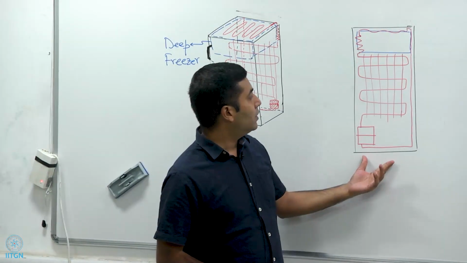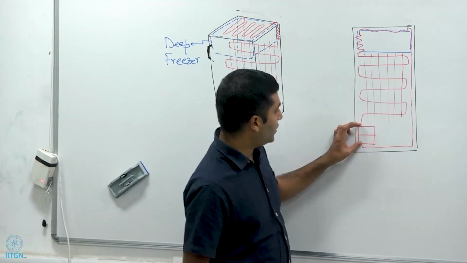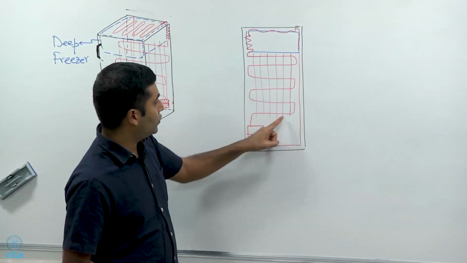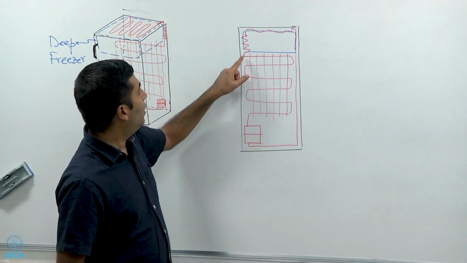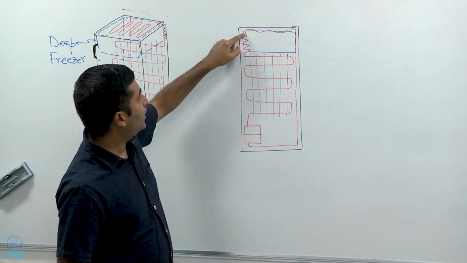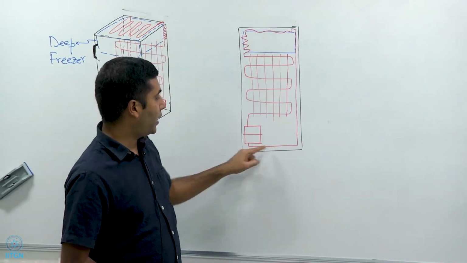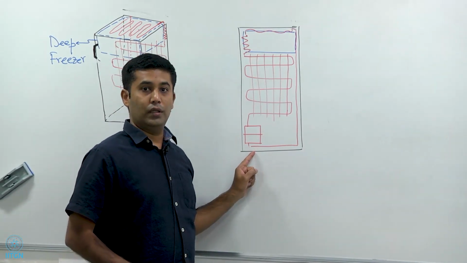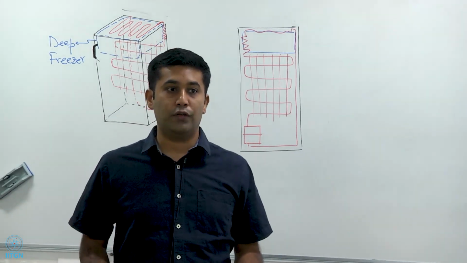This is the rear part of the fridge. If you look at it from the back, this is the compressor. The output of the compressor goes into the condenser, and the condenser output then goes to the expansion valve, and then from the expansion valve it goes through the evaporator and then back to the compressor again. So this is how it looks in a component view.